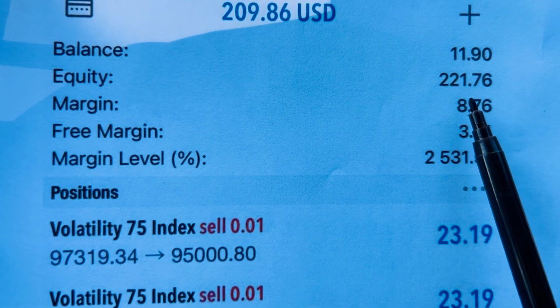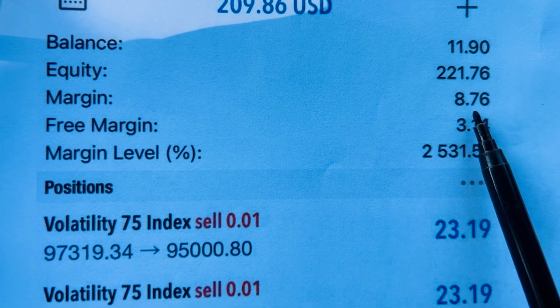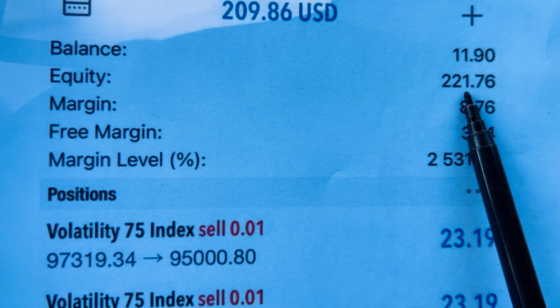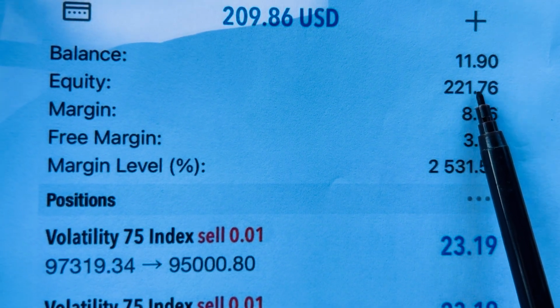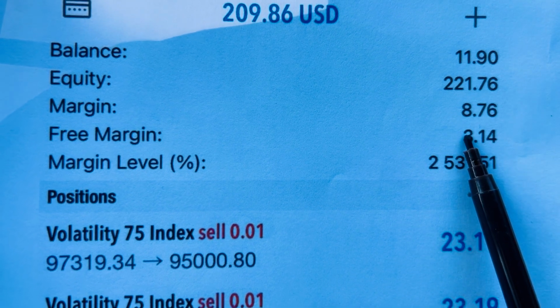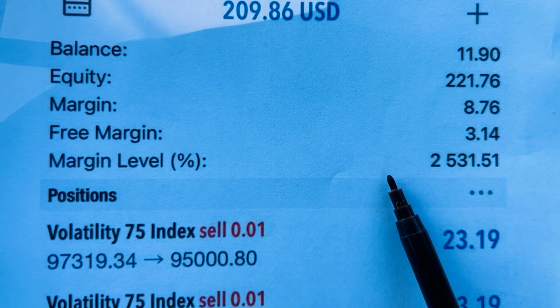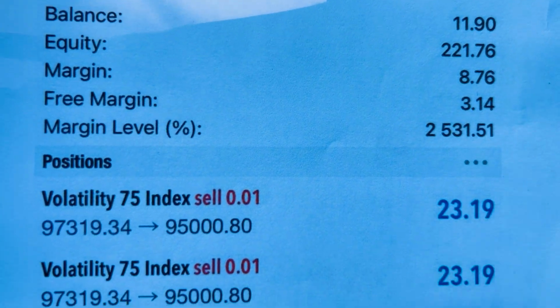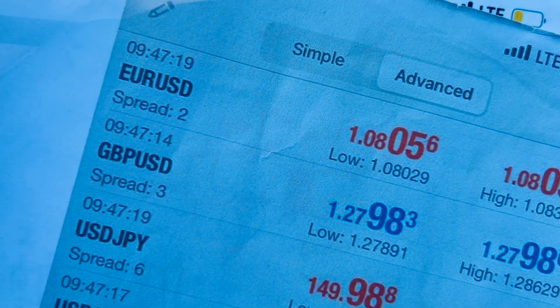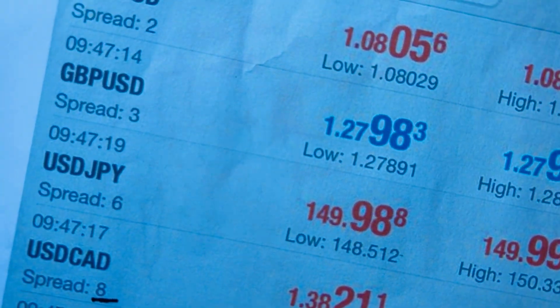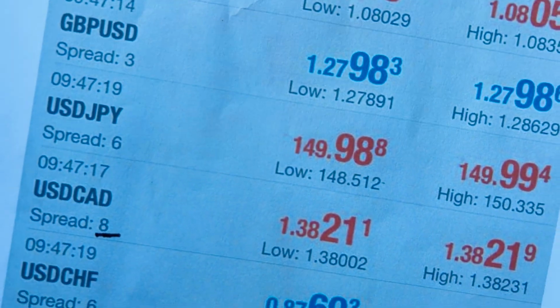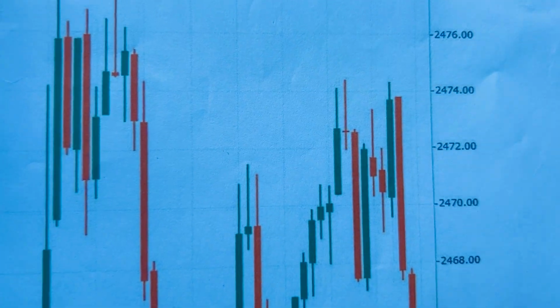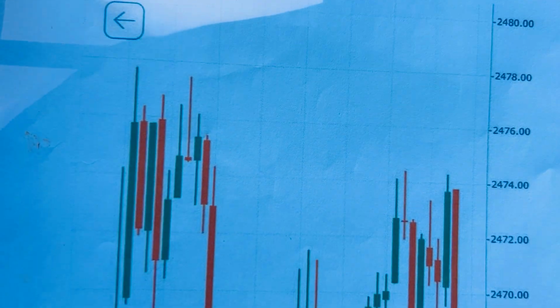So make sure that you don't go full margin, because you'll easily have less equity here, which means it will put you on negative on free margin, and it will affect your margin level. Do you understand? So make sure that when it comes to risk, you take that into consideration and you understand what you need to do. So let's look at another example.